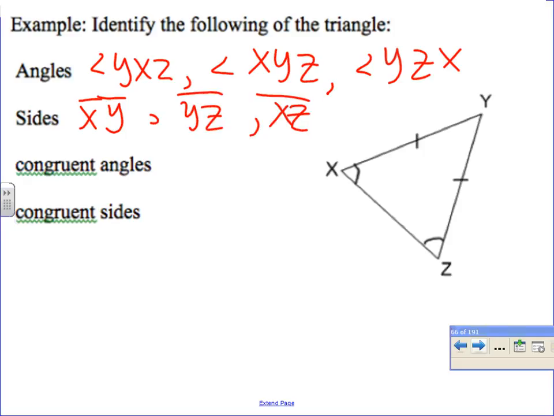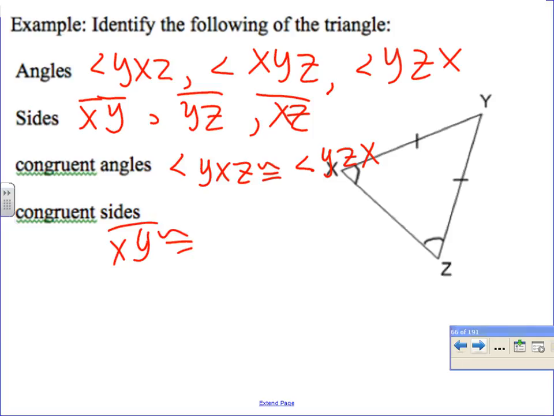Remember, in any order. Congruent angles, I'm going to let you guys tell me this. What are two congruent angles in that figure? Doug? Good. Angle X, so I'm going to put angle YXZ is congruent to angle YZX. And what about congruent sides? Sean, what are the congruent sides? Good. XY is congruent to YZ. Do not forget the congruent symbol is an equal sign with a squiggle above it.